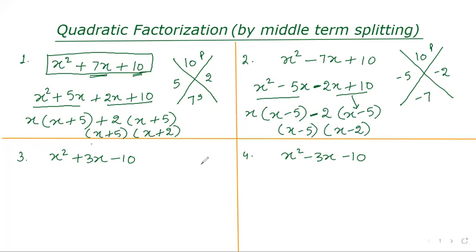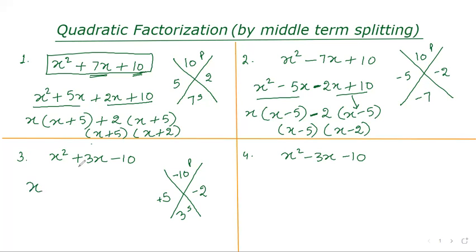Right? Now in the third question, the product here is minus 10 and the middle term is 3 here. So we have to take the two numbers whose product will be minus 10 and sum is 3. So those two numbers are plus 5 and minus 2, right? Now remember the middle term has the same sign as the bigger term. That means the bigger term will have the same sign as the middle term. So this will be plus 5 and this is minus 2.